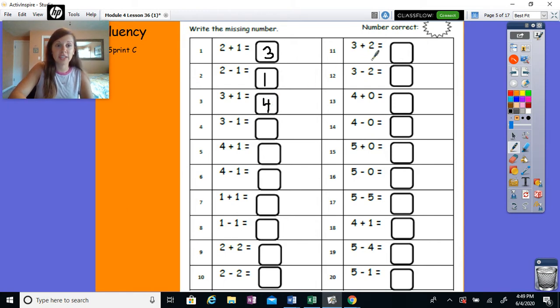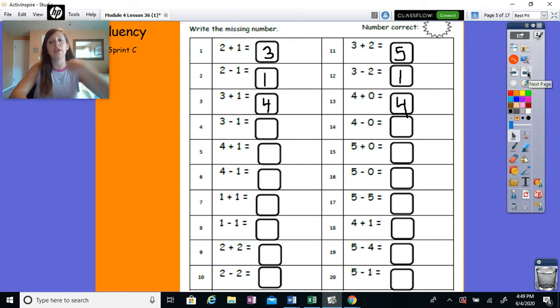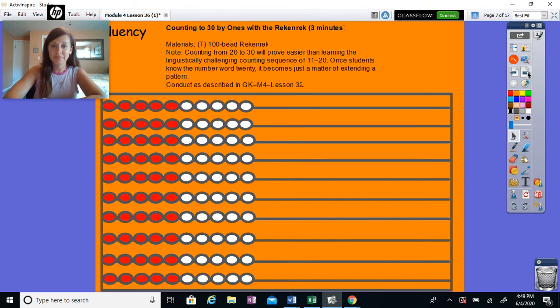Good. Let's jump over here to the other side. 3 plus 2 equals. 3 plus 2 more. 1, 2, that's 5. 3 minus 2 equals 1. Last one we're going to do together. 4 plus 0 equals. If I have 4 and I add 0 more, which is nothing, I still have 4. So 4 plus 0 equals 4. Excellent. Okay, let's get to the lesson.